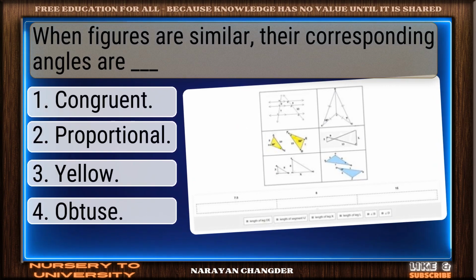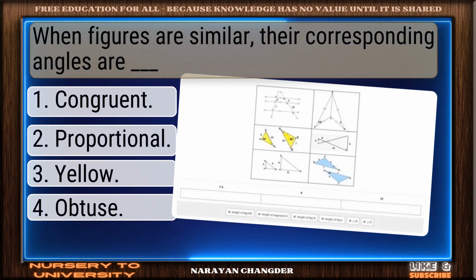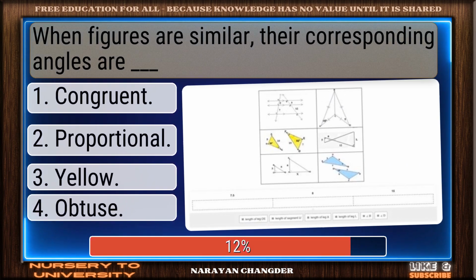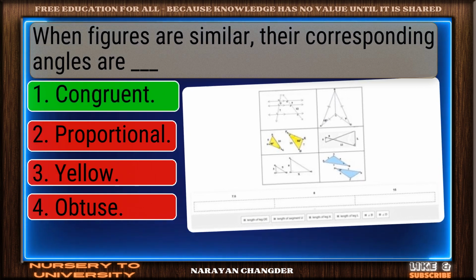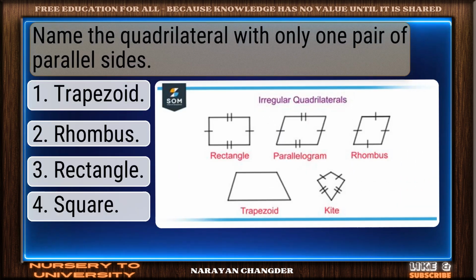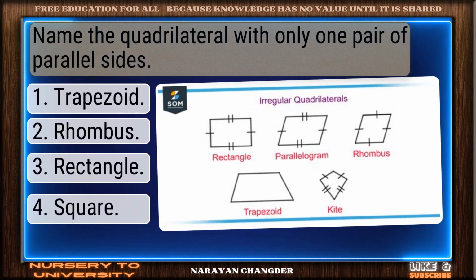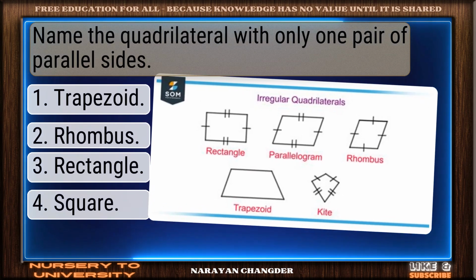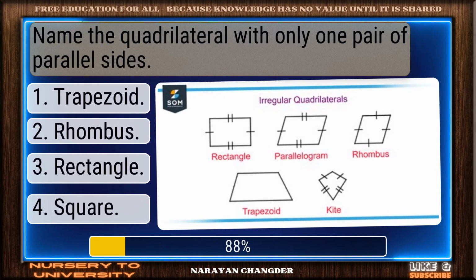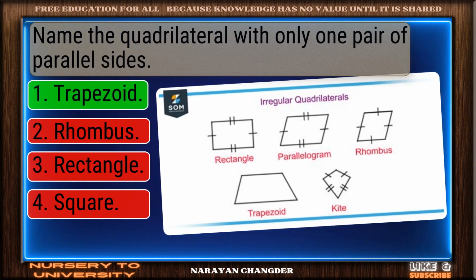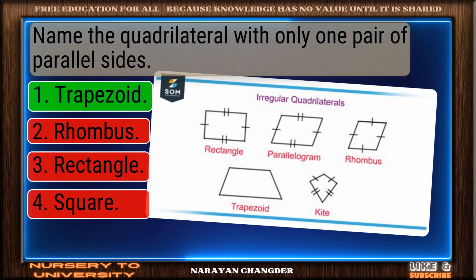Question number 33. When figures are similar, their corresponding angles are dash. Nicely done. Congruent is a solid answer. Question number 34. Name the quadrilateral with only 1 pair of parallel sides. Nice work. You chose trapezoid and it is correct.